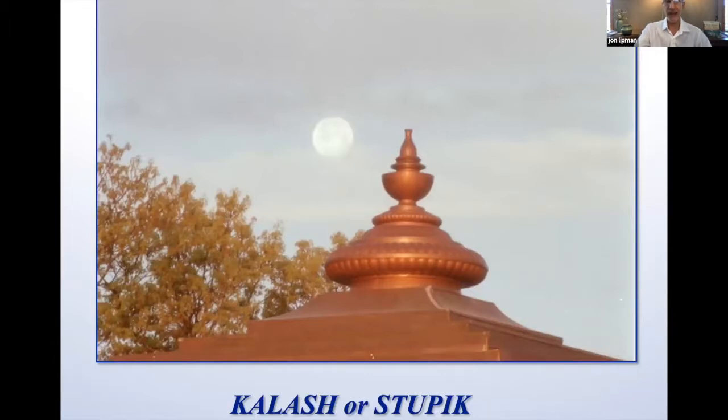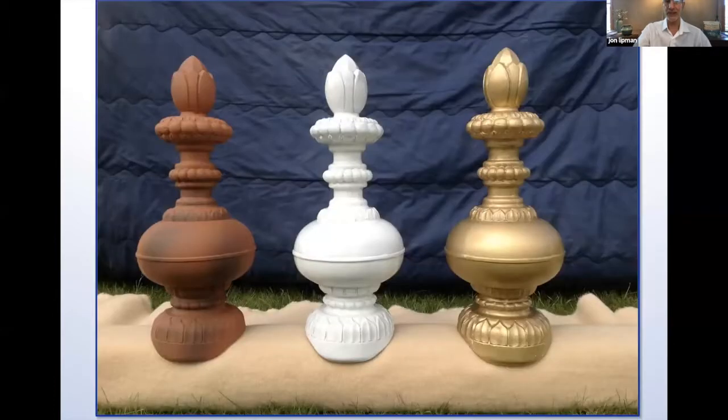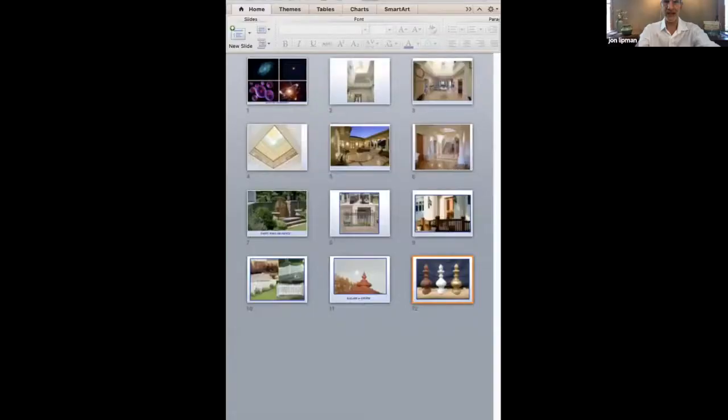There is a more economical, more modest kind of finial that also can be used. Here are some examples of stupikas, which are also Vedic forms, which are used instead of kalashas on the roofs of houses. And there are other possibilities.